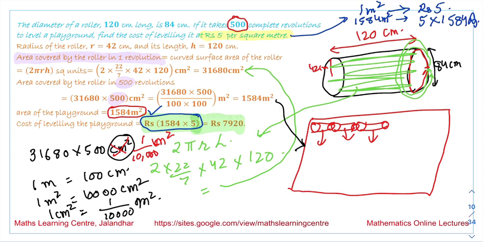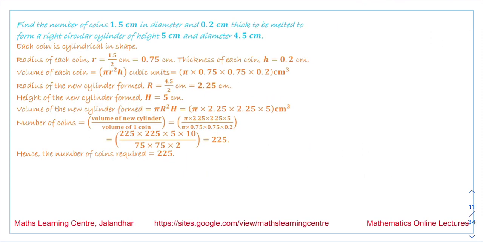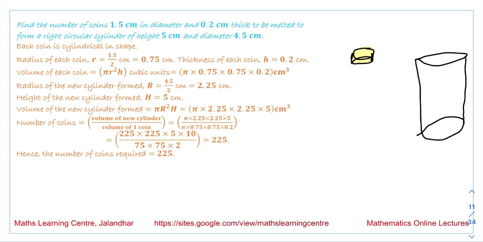Now the next question is: find the number of coins 1.5 cm in diameter and 0.2 cm thick to be melted to form a right circular cylinder of height 5 cm and diameter 4.5 cm. We are given that the coins are in the shape of cylinders, and we have to make a cylinder from all these coins. For these coins, the diameter is 1.5 centimeters and the thickness is 0.2 centimeters.